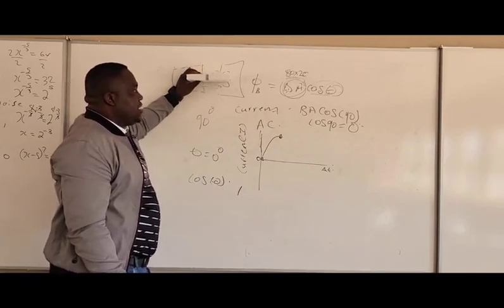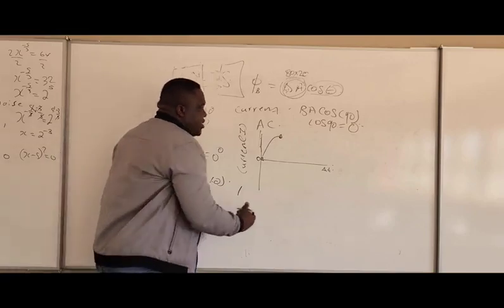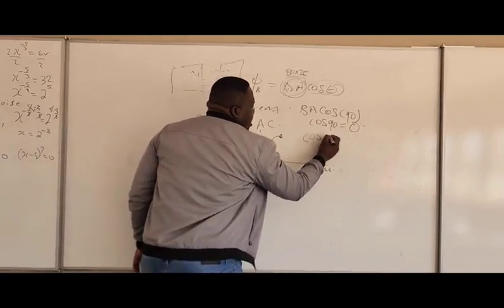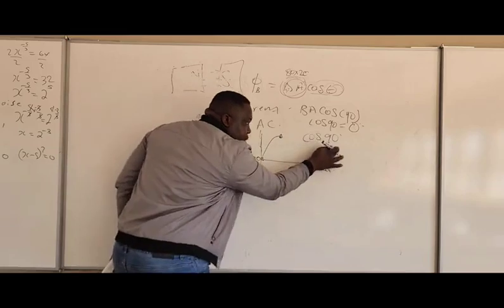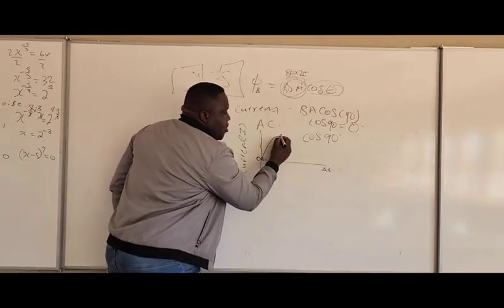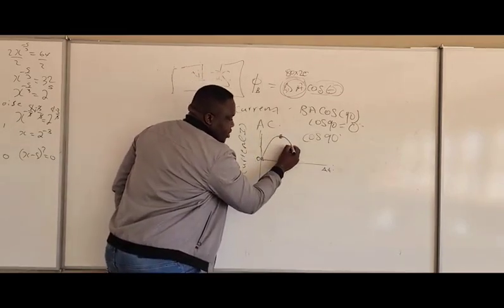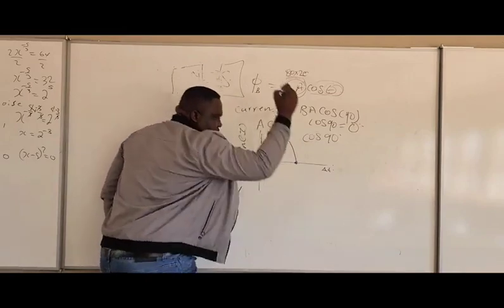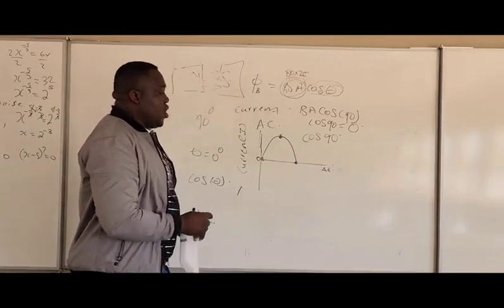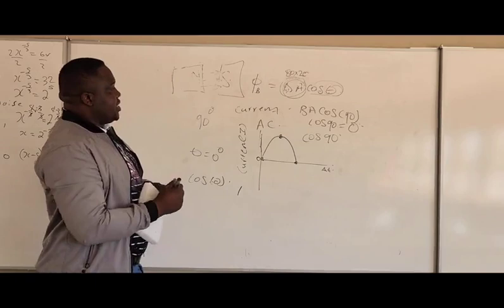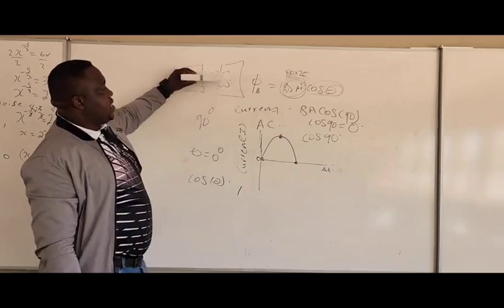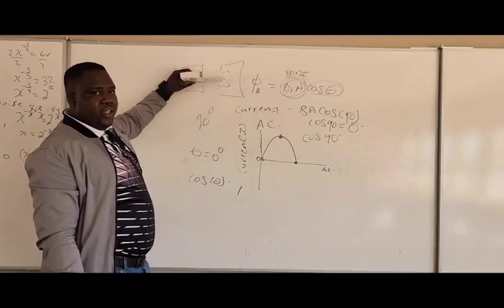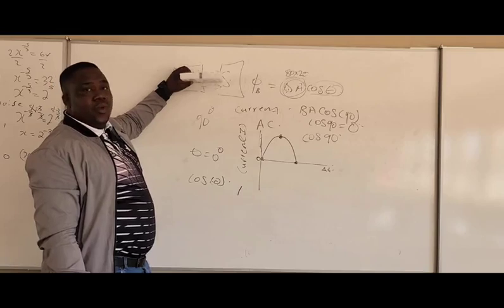So it means that we will have cos 90 again. Do you see? We have cos 90 again. Cos 90 will give us what? A 0, meaning that the current is going to come back to 0, because we get cos 90 equals 0. You understand? Now, it is like this. Can you see?